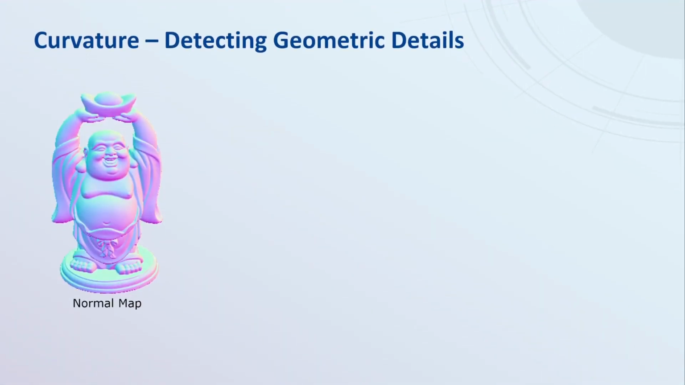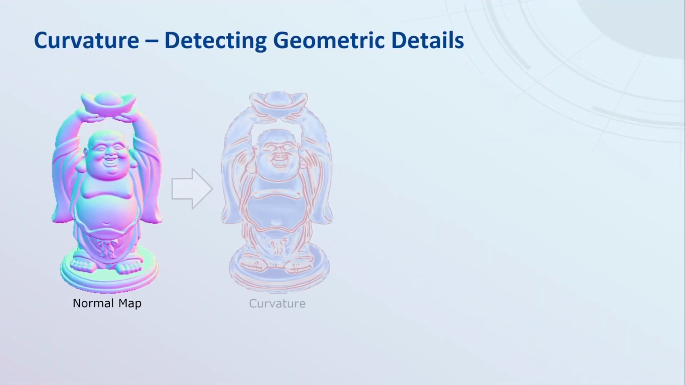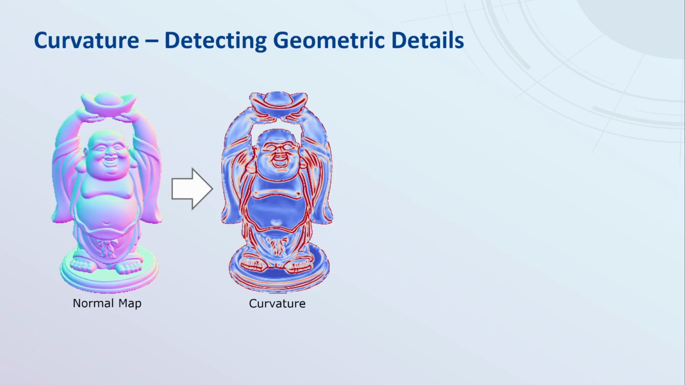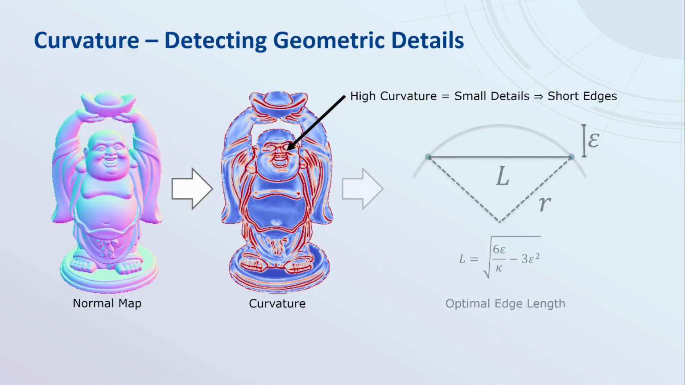To detect regions with fine details, we use curvature. Curvature is closely related to the derivative of the normal map. It describes how a sphere can locally approximate a surface. Loosely speaking, fine details require small spheres and lead to big curvatures. More precisely, curvature can be used to estimate the deviation of our triangle mesh from the underlying smooth surface. We use this estimate to calculate an optimal edge length that keeps the error below a user-provided threshold.